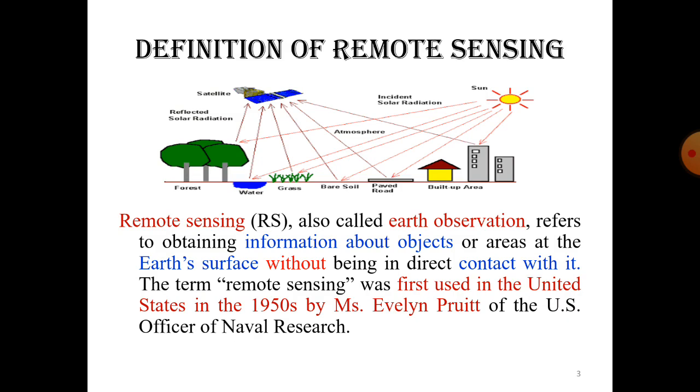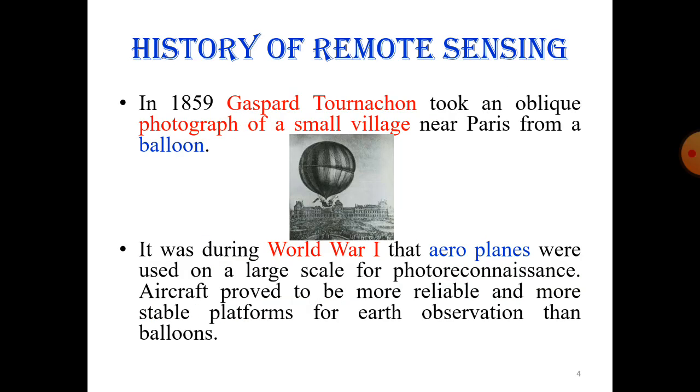Way back in the 1950s, Ms. Evelyn Pruitt used the term remote sensing for the first time in Naval Research of the United States. Let's now discuss the history of remote sensing.